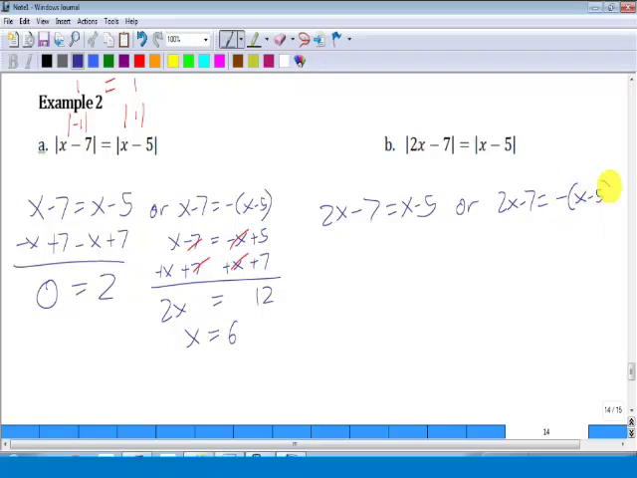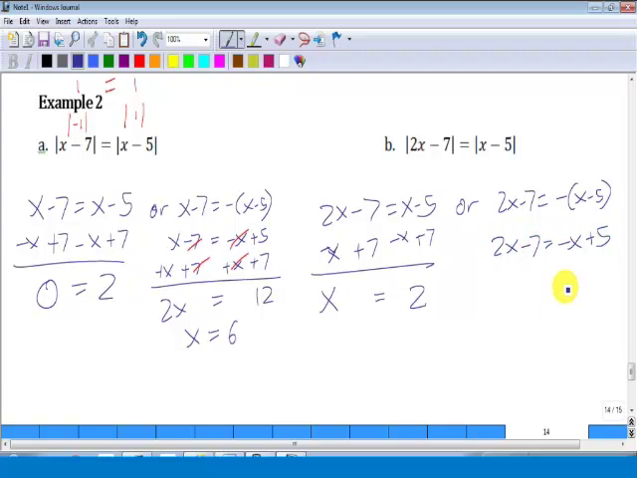It could be the opposite of x minus 5. Either way, the quantities have the same absolute value. They could be the same, or they could be opposites. So, subtract x, add 7. A little messy, but x equals 2 is a possibility. We'll check it in a moment.